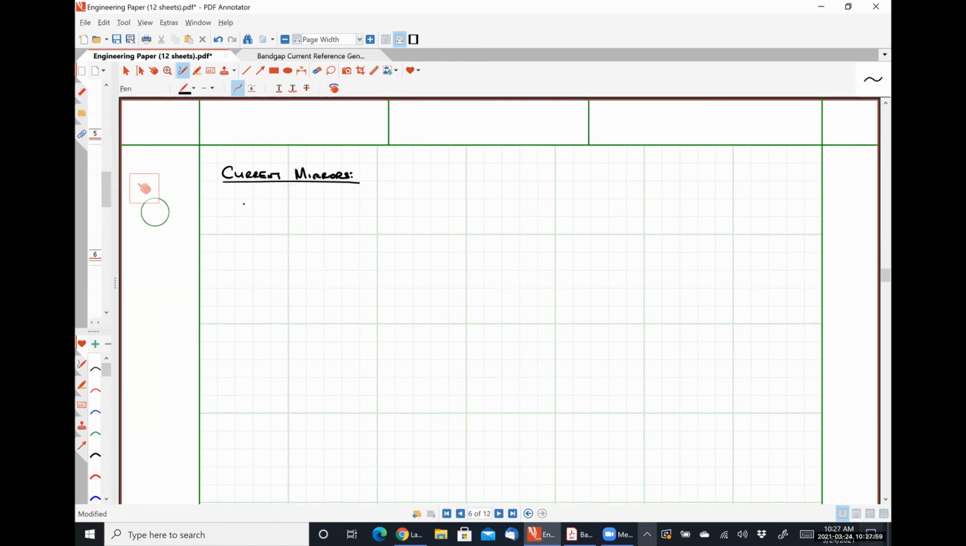And we are going to start by discussing temperature and supply dependence of bias currents. So let's start by looking at a BJT circuit.